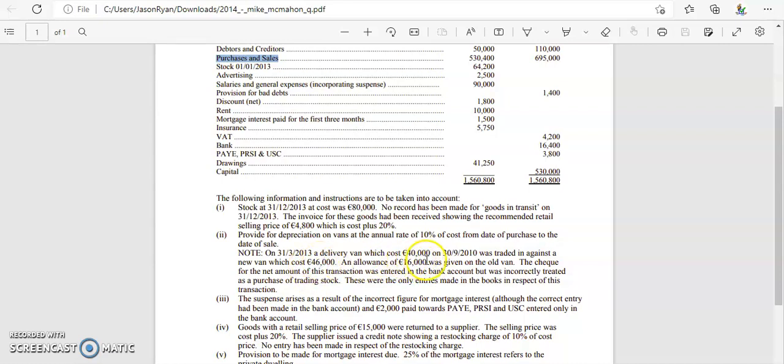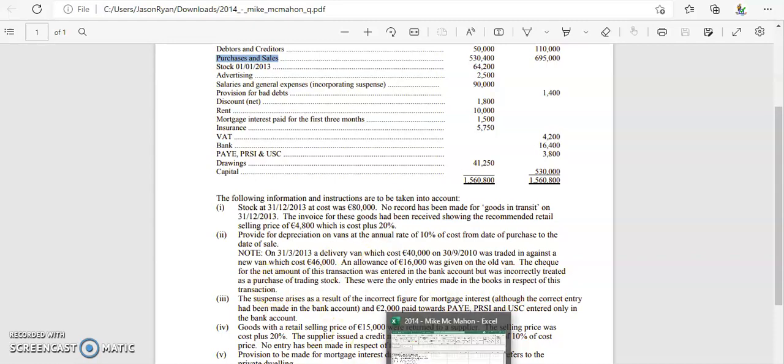So that's going to be taken into consideration when we need to recalculate our profit and loss and calculate the purchase figure down below. The check for this net amount of this transaction was entered in the bank account, which is grand, but was incorrectly treated as a purchase of trading stock. So what it's saying here is when we bought this new van, the person looking after our books put it into our purchase account and didn't take it away or add it into our value of our assets. So we should take it out of our purchase account because it's wrong. These are the only entries made in the book in respect of this transaction.